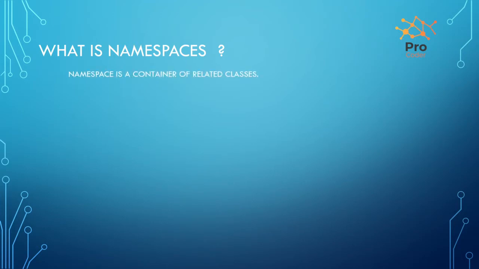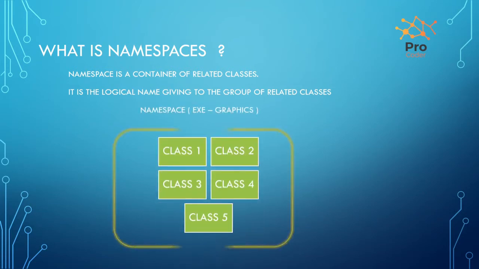A namespace is a container of related classes. It is the logical name given to a group of related classes. For example, in .NET Framework we have namespaces for working with graphics, images, files, databases, directories, security, etc.